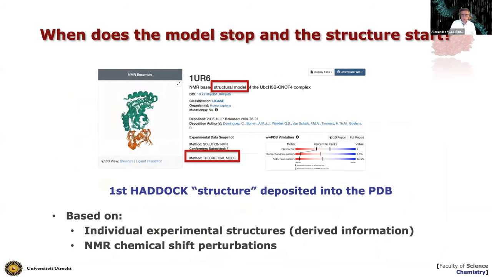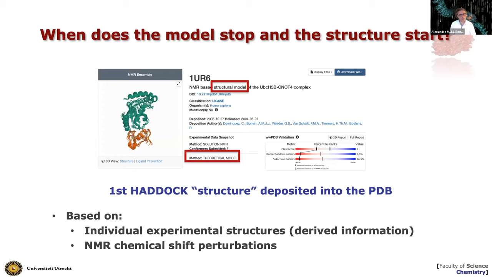One of the first models that we solved with HADDOCK is the E2-E3 complex, the UBCH5B-CNOT4 complex, 1UR6, which was deposited in the PDB. You see it's called an NMR-based structural model of the complex. On the RCSB side, the method is stated as theoretical model. If I look at the PDBe side, this must be hidden somewhere else, so it is not showing. But this is classified as a model, and at the time, the annotators let it pass.